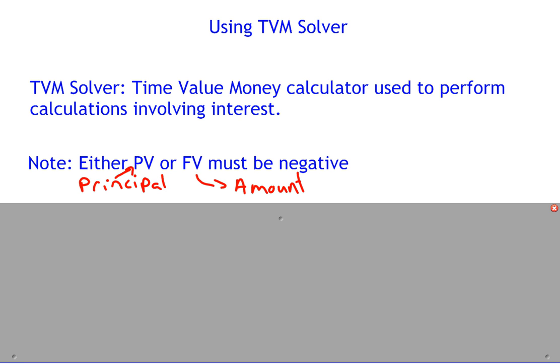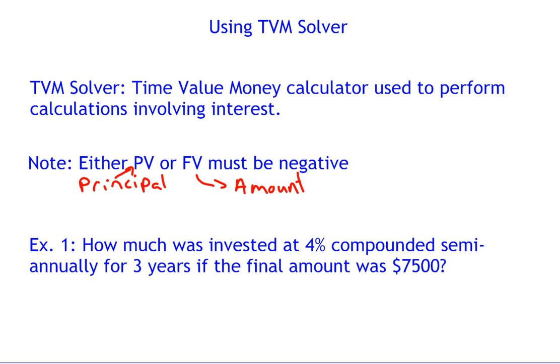When we use a TVM solver, one of these two things has to be negative. So if you're getting an error message, in all likelihood, that's probably it. So let's have a look here at how we can use a TVM solver. So here's a question: how much was invested at 4% compounded semi-annually for 3 years if the final amount was $7,500? So you finish up with $7,500. The question is, how much did you start with? So we're going to use a TVM solver.